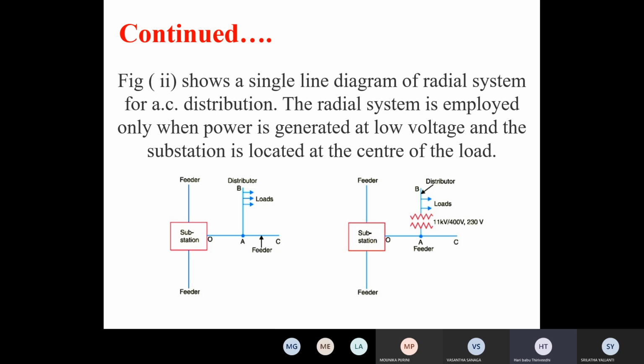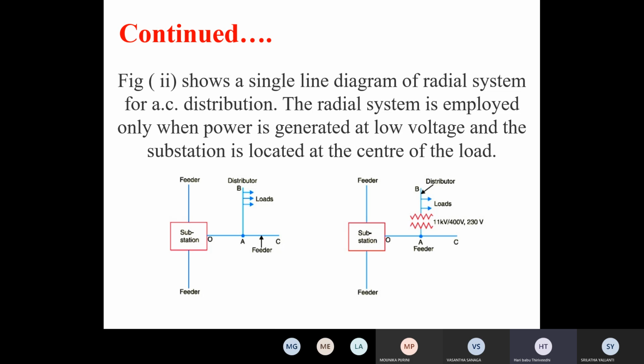The individual feeders OC, AB, AD, CD, DE, whatever the name may be, this is also another feeder. This feeder and this feeder do not combine together. They are operated individually. Coming to the second diagram, it is also a single line diagram, but for AC systems, not for DC systems. Figure 1 is used for the DC radial system, and figure 2 is the AC distribution system.